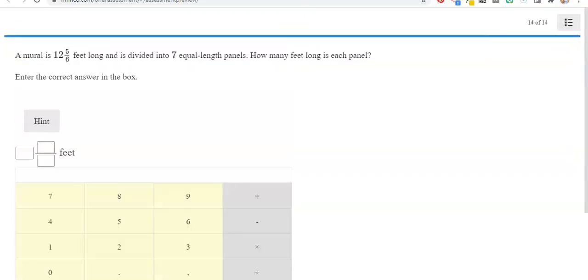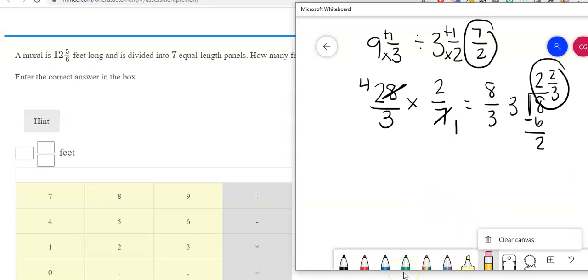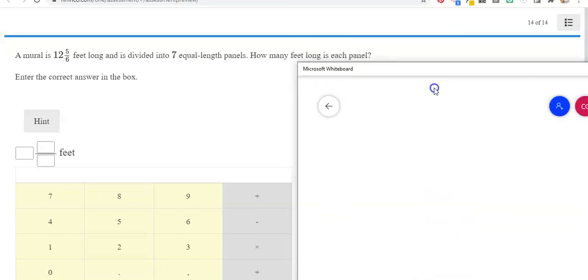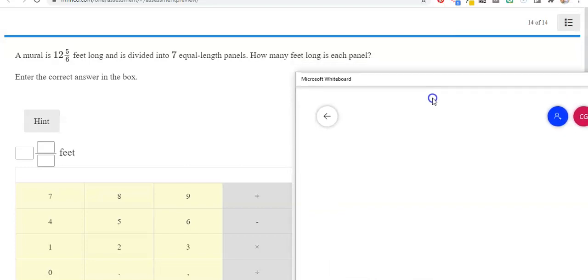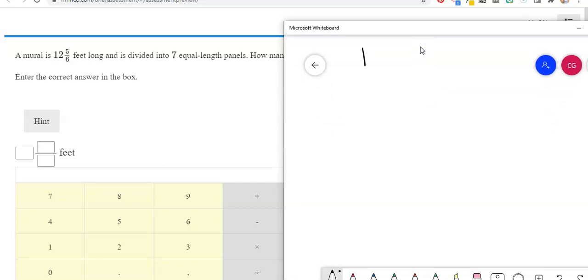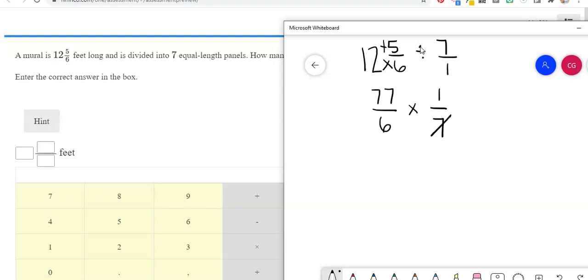And 14. A mural is 12 5/6 feet long and is divided into 7 equal length panels. How many feet long is each panel? So let's divide those. I have 12 5/6 divided by 7 over 1. Remember, when we have a whole number, we put over 1. 12 times 6 is 72 plus 5 is 77 over 6. Division changes to multiplication, we flip. Before we multiply across, let's cross cancel. I know 7 goes into 7 once, and 7 goes into 77 11 times. So I get 11 over 6.